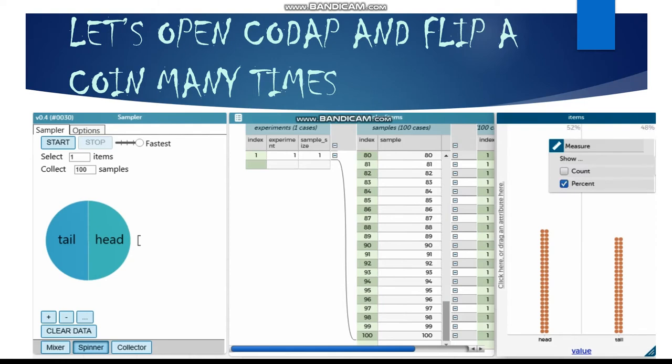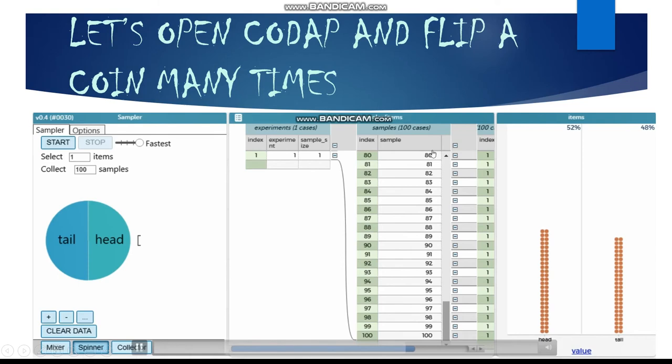It is collecting, and let's look at its percentages. Wow! For this one, the chances of getting head and tail are so close to each other, one has 52 percent while the other one has 48 percent. I think when we increase the samples, something changes.